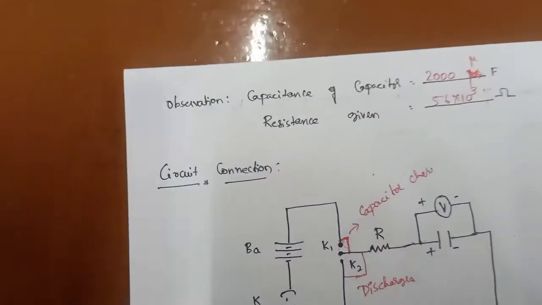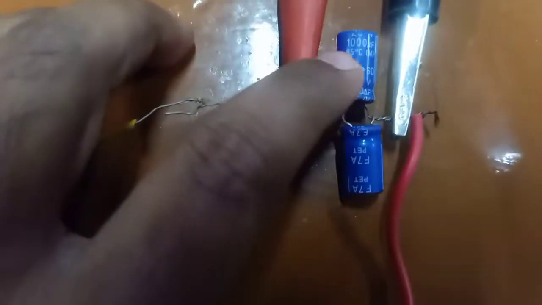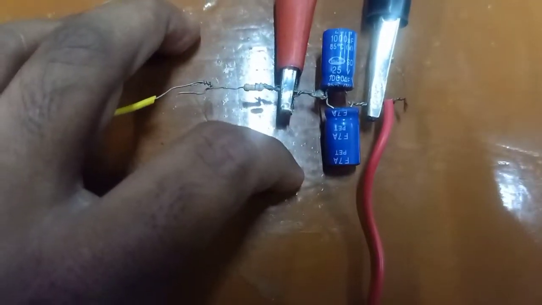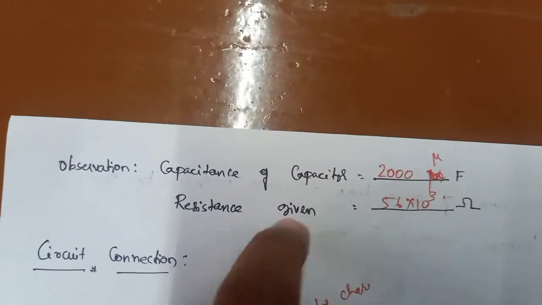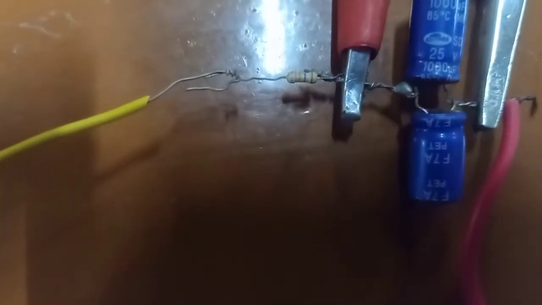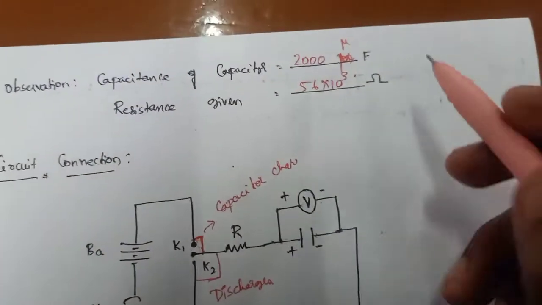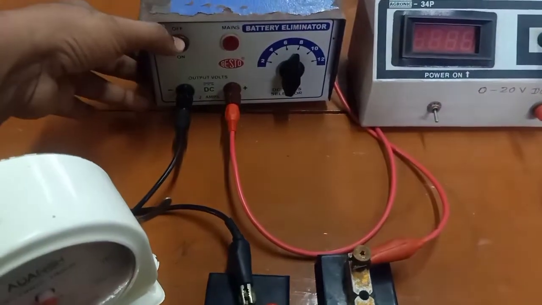Before that, the observations: the capacitance of the capacitor is 200 microfarad. So this is 200 microfarad, this one is 100 microfarad, and this one is 100 microfarad. Sorry, this one is 1000 microfarad, and this one is also 1000 microfarad. So the combination of two capacitors is 2000 microfarad, and the resistance is 56 kilo ohm. You can see the color combination green, blue, and red, and the tolerance is gold. So it is 56 into 10 to the power of 3 ohm, that is 56 kilo ohm.